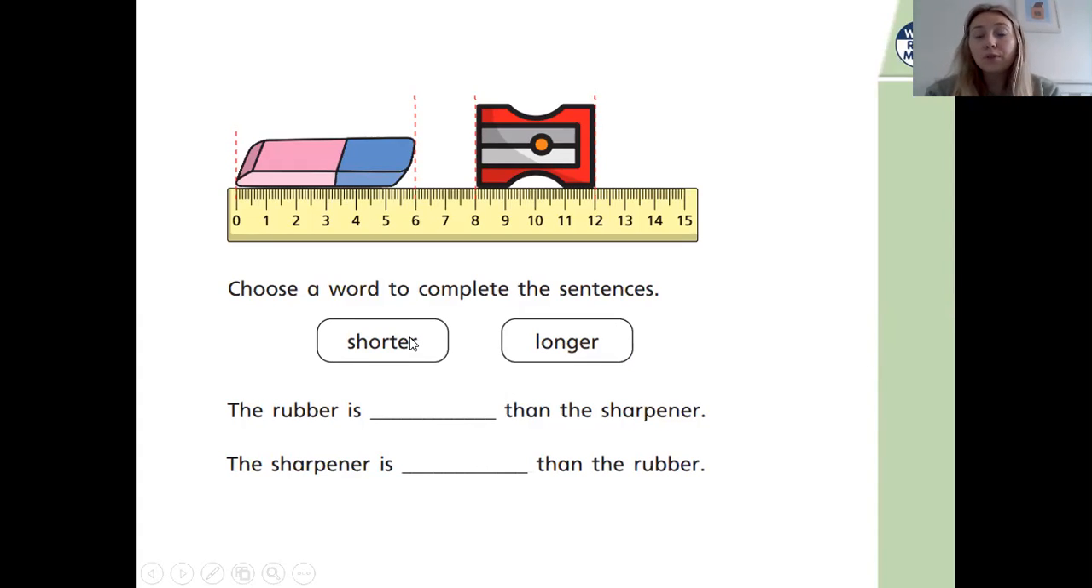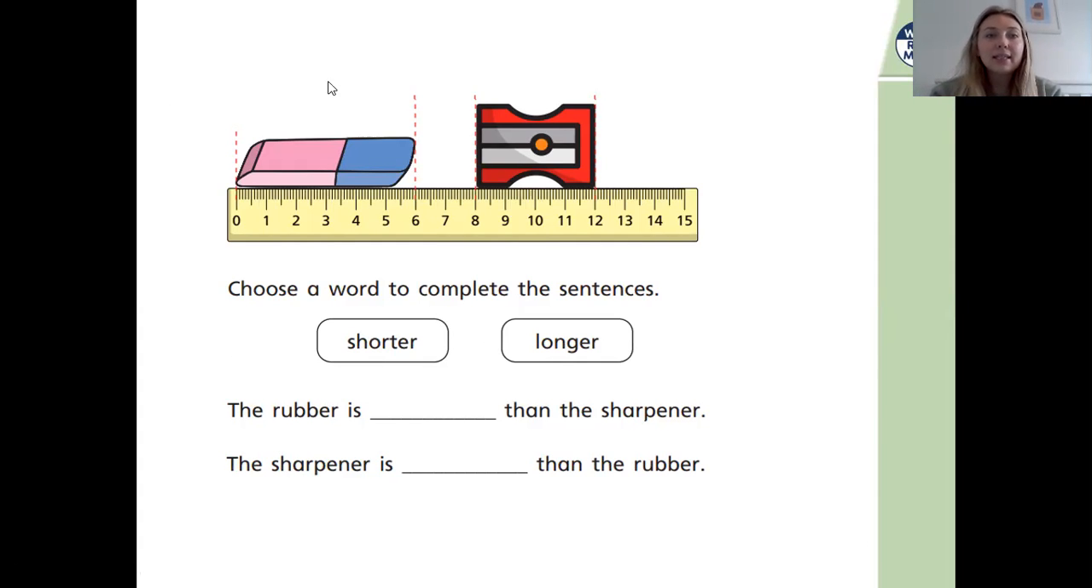A lot of you were thinking of your own words to add in the sentence, which is brilliant, well done for doing that. But if they give you words to choose from, you need to make sure that you use the words they have given you, okay? So in this question, you either have to use the word shorter or longer. You can't use your own word like taller or thinner or smaller. You have to use the two words that they have given you, okay? So the rubber is, then the sharpener.